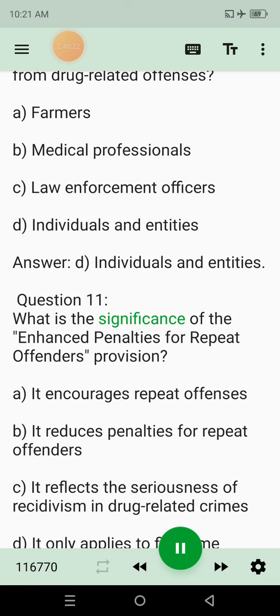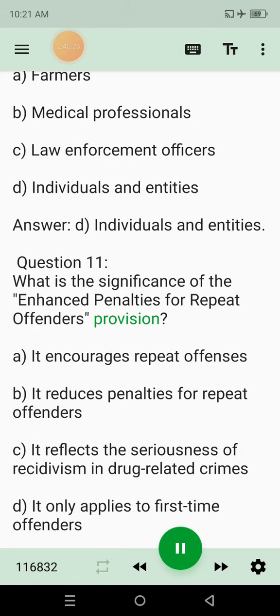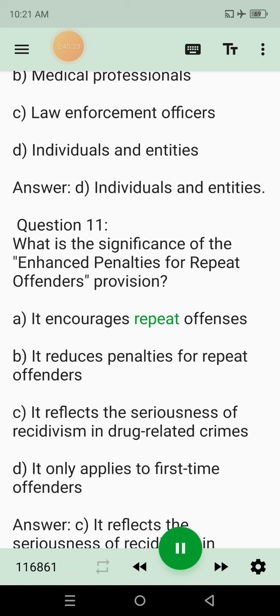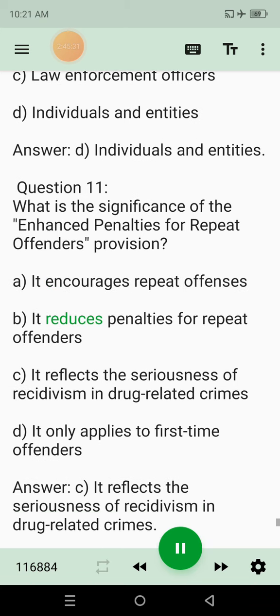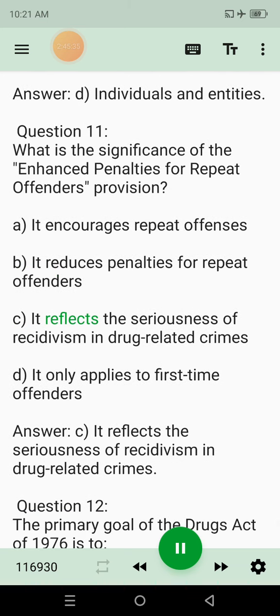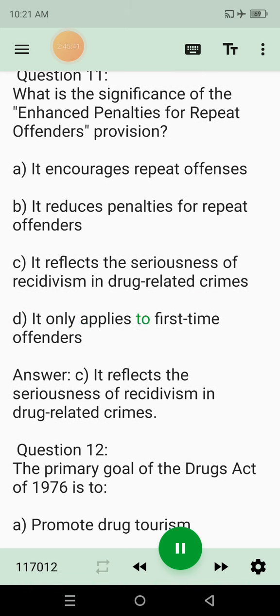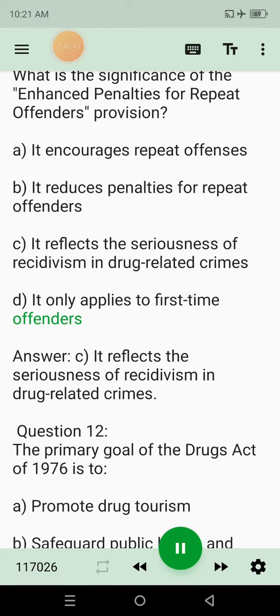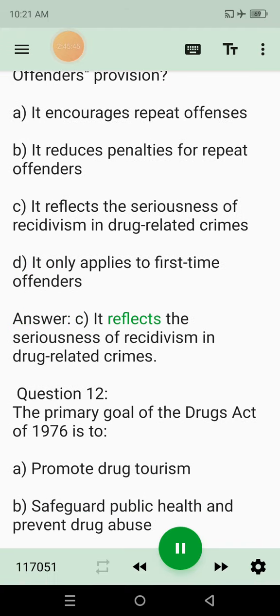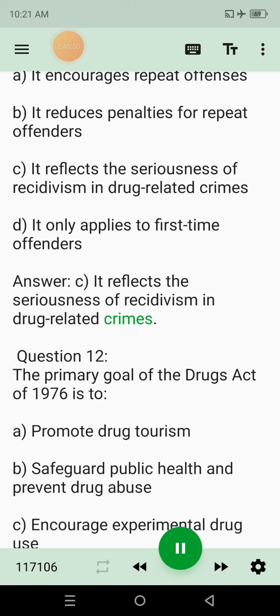Question 11. What is the significance of the enhanced penalties for repeat offenders provision? A. It encourages repeat offenses. B. It reduces penalties for repeat offenders. C. It reflects the seriousness of recidivism in drug-related crimes. D. It only applies to first-time offenders. Answer. C. It reflects the seriousness of recidivism in drug-related crimes.